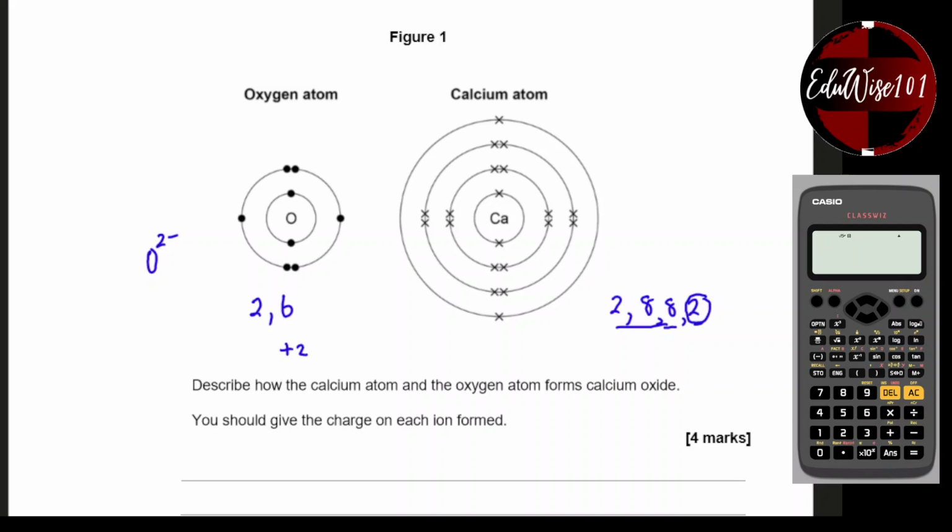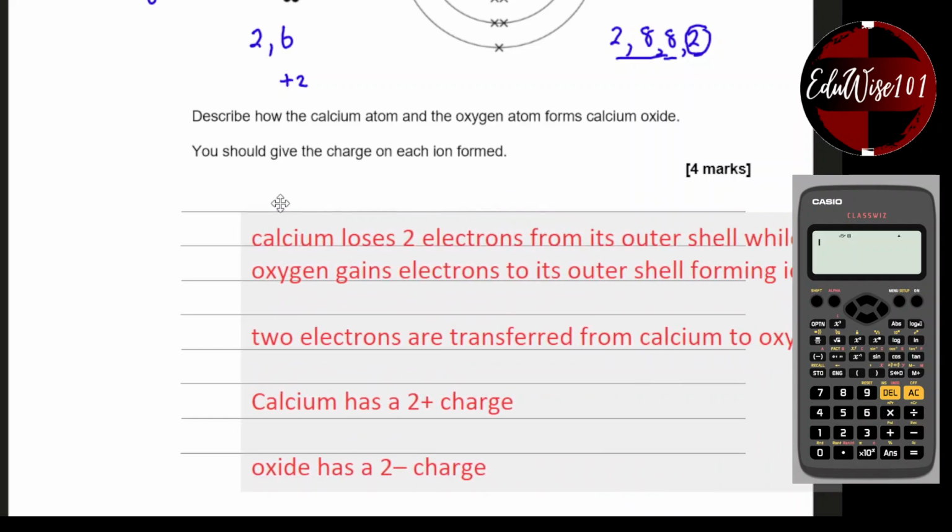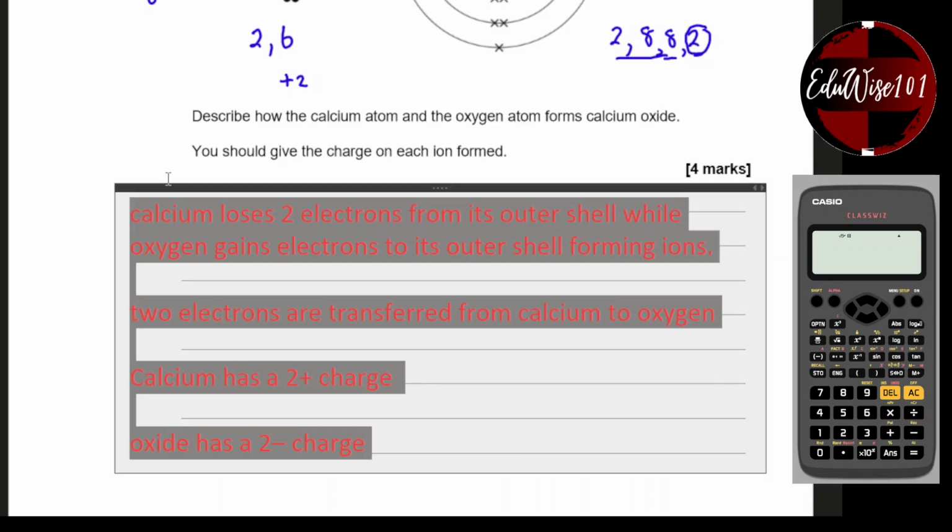So calcium will form Ca in square brackets 2 plus, oxygen in square brackets forms 2 minus ions. So how do we actually write the answer? You should give the charge on each ion formed. So using the information that I've discussed, this is how you would write the answer.